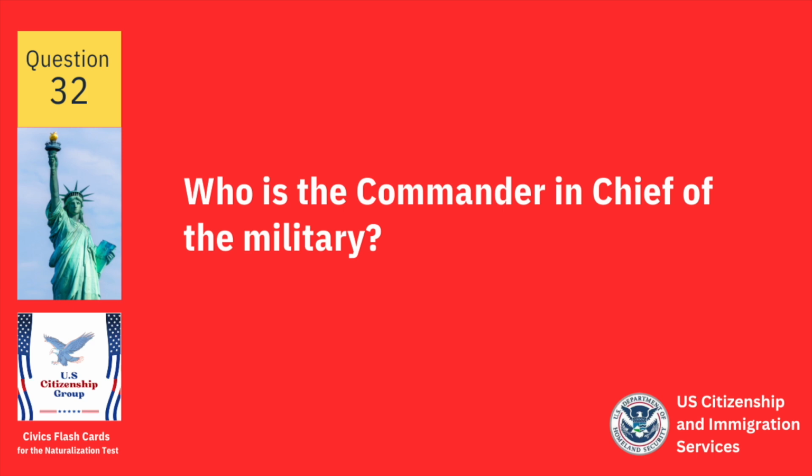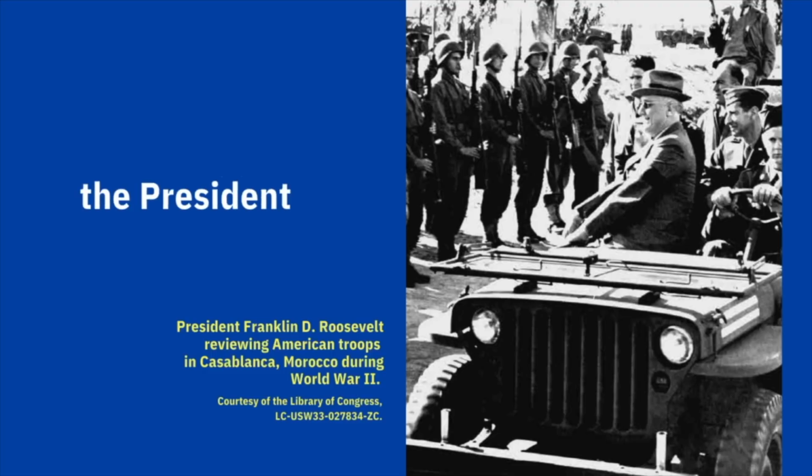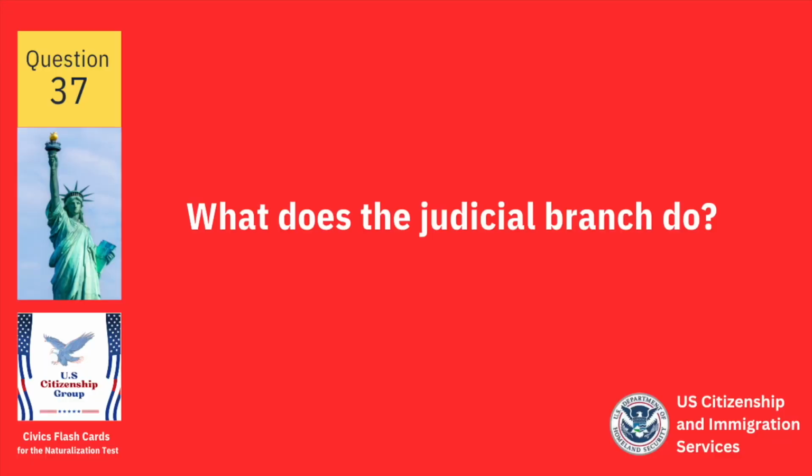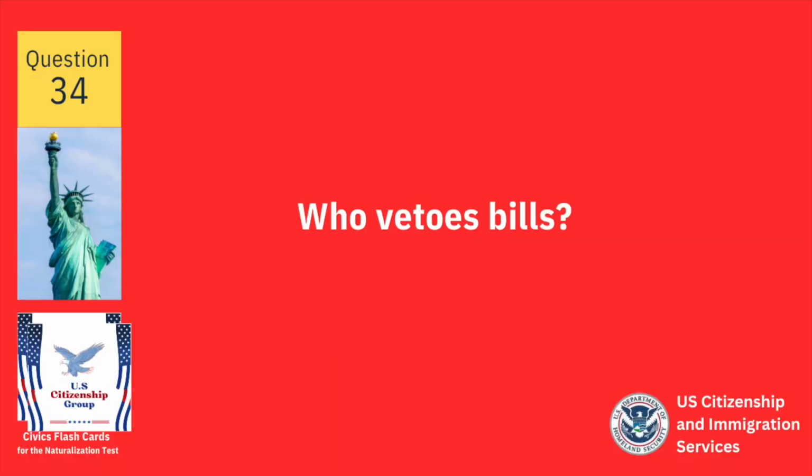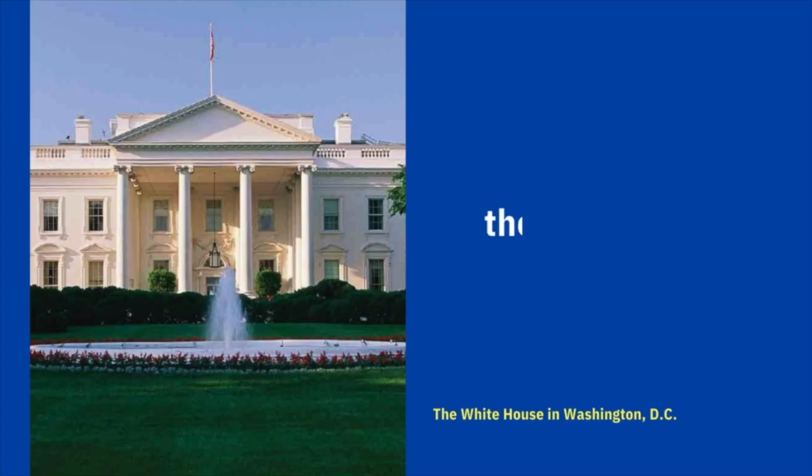Who is the Commander-in-Chief of the military? The President. What does the judicial branch do? Reviews laws. Who vetoes bills? The President.